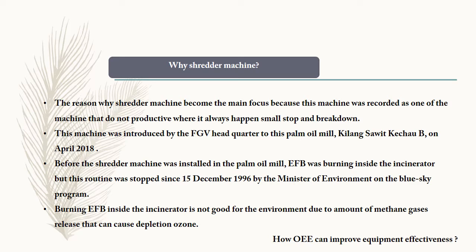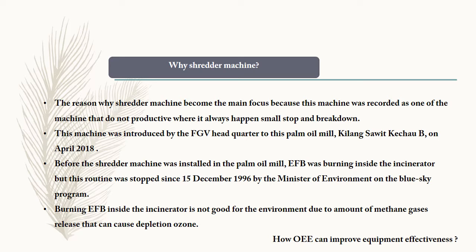So why shredder machine? The reason why shredder machine become the main focus is because the machine was recorded as one of the machines that do not productive, where it always happens small stop and breakdown. This machine was introduced by FGV headquarter to the palm oil mill Kilang Sawit Kecil B on April 2018.